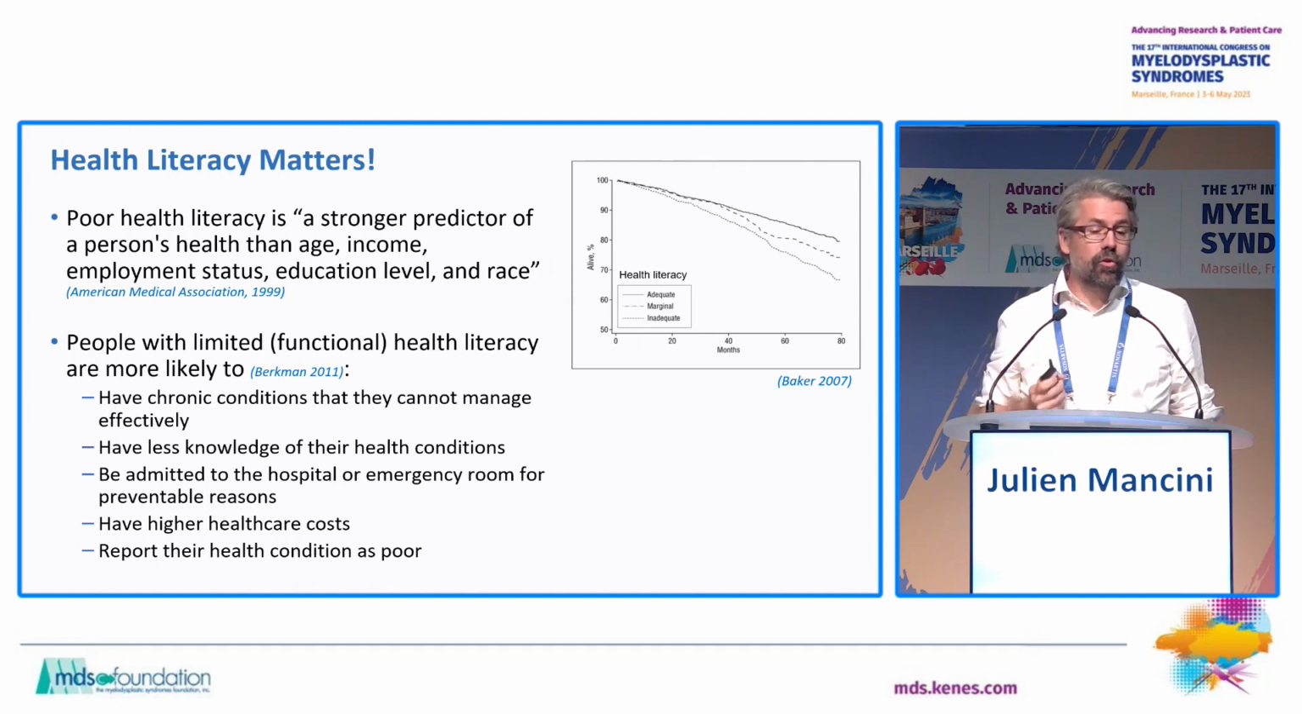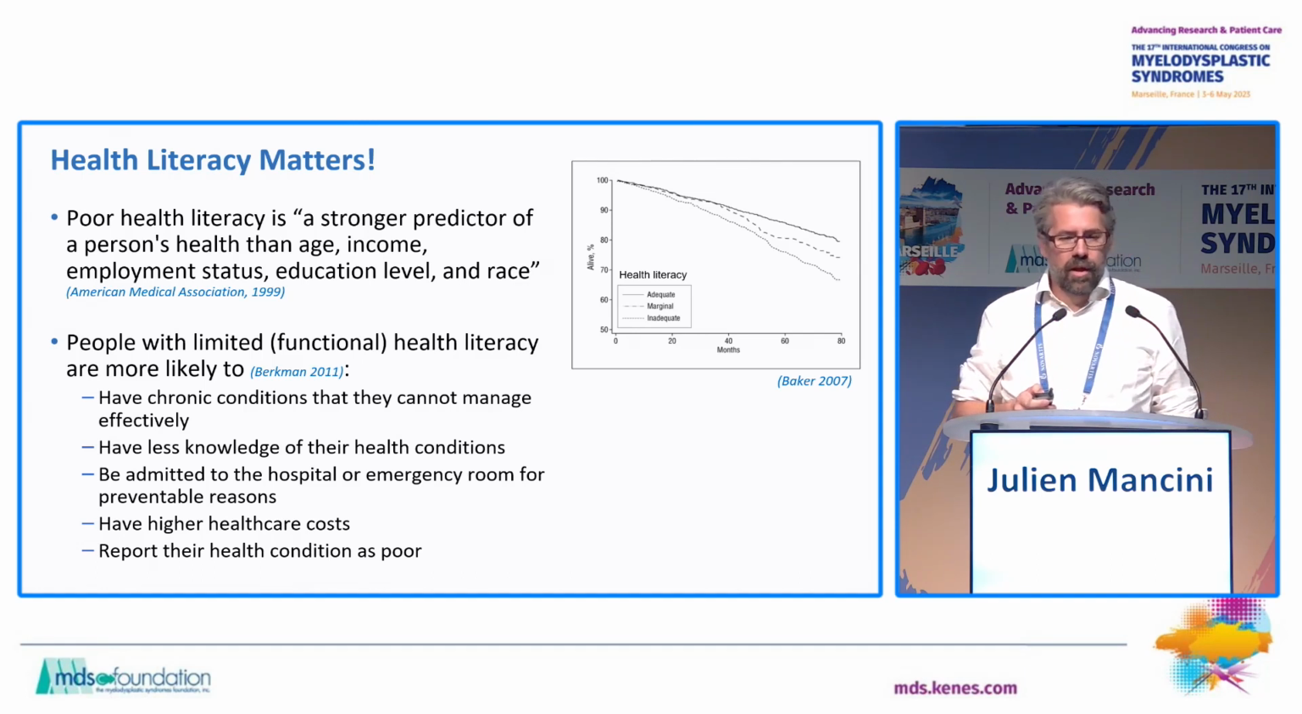Because it's really a strong predictor of a person's health, and a survey has even shown that for elderly patients, it could predict mortality, survival, after adjustment for all the usual socio-economic factors that we use in public health.